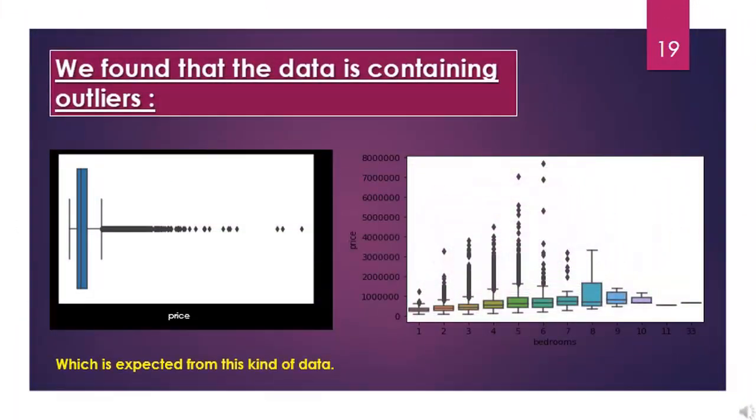Now we look for the outliers, if any. From those two pictures, we can clearly see the existence of outliers in our data, which is expected for this kind of data.